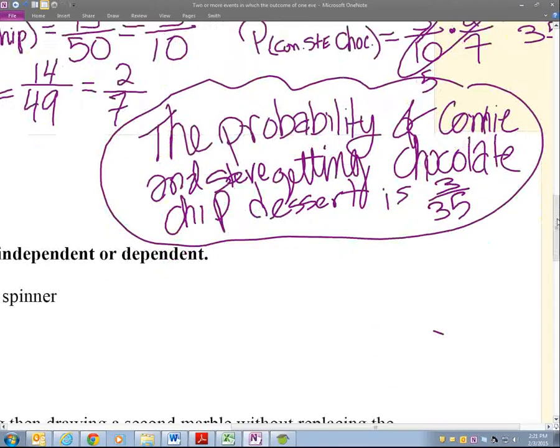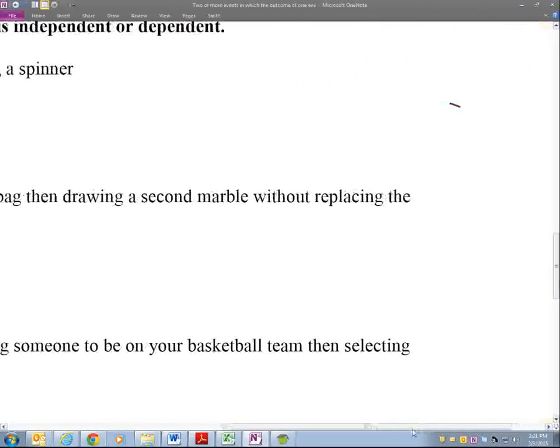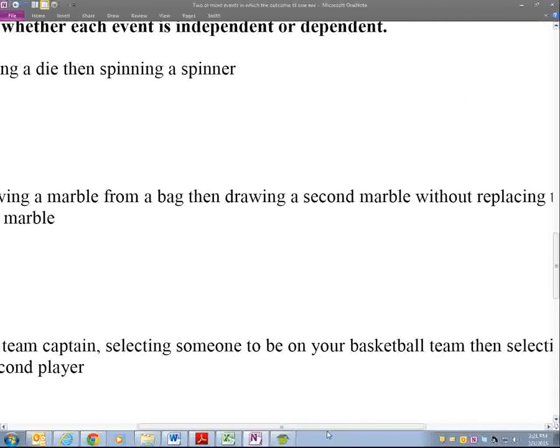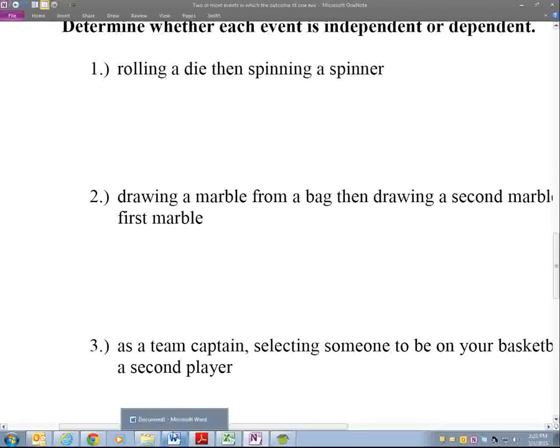So that's correct answer, 3 of 35. Now these ones are super easy. Super easy. So for the next one, it says here, write down whether each event is independent or dependent. Here's the situation. Roll a die, then spin a spinner. You can rewrite it again at the top. There's no work we have to do with this, so don't worry. Rolling a die, then spinning a spinner. Deja, what you think?